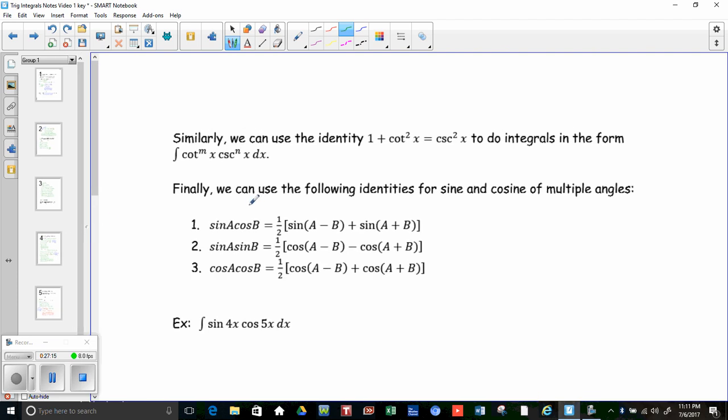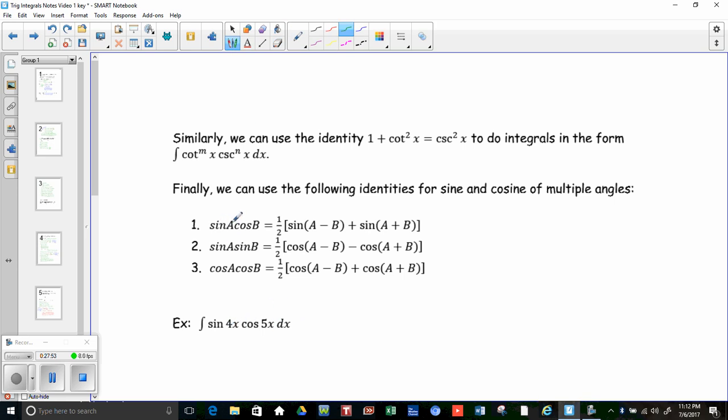All right, we can do the same thing, by the way, with cotangents and cosecants using this identity. We're not doing any examples on this, but it's the same general idea as the tangents and secants. So you're going to use the same general properties and the same ideas. Finally, we can also use the following identities for sine and cosine if we have combinations of multiple angles. So notice in this case, these are not powers. They're multiple angles.